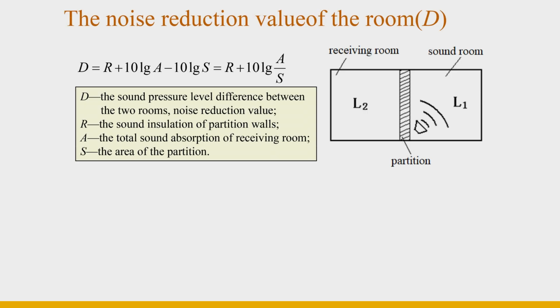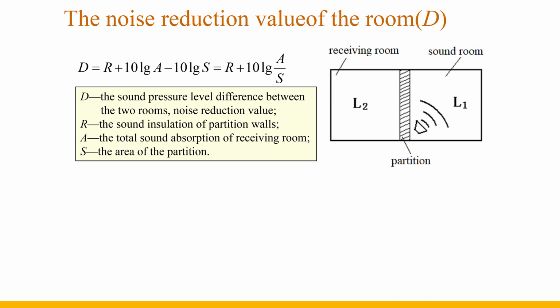The noise reduction value D of the room refers to the sound pressure level difference between the surrounding room and the receiving room, and is a final indicator for judging the actual effect of room noise reduction. It can be seen from the calculation formula that this value is not only related to the sound insulation of the partition wall, but also to the total sound absorption of the receiving room and the area of the partition wall between the two rooms.